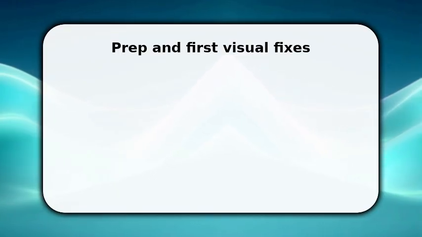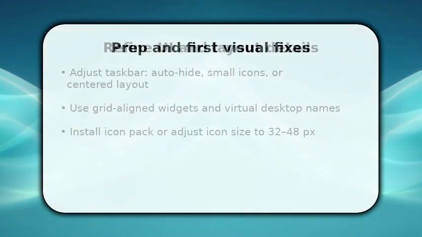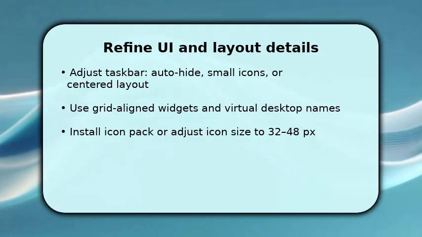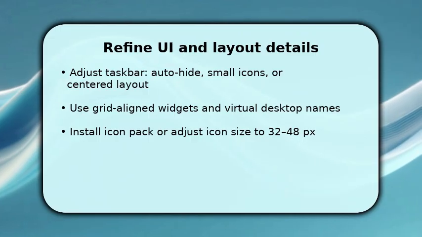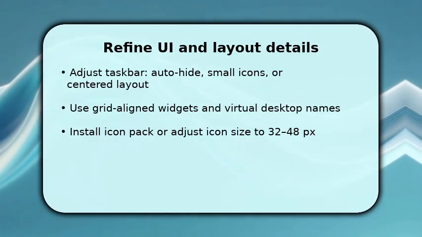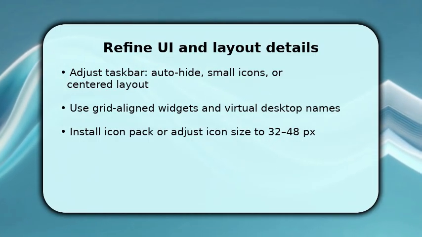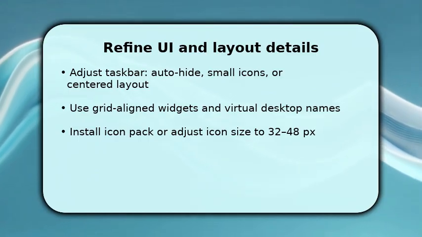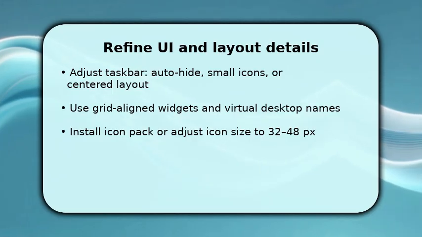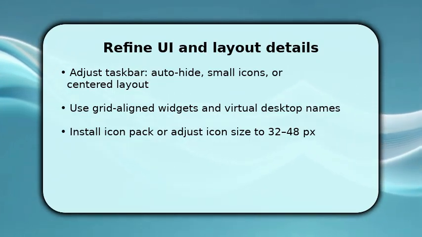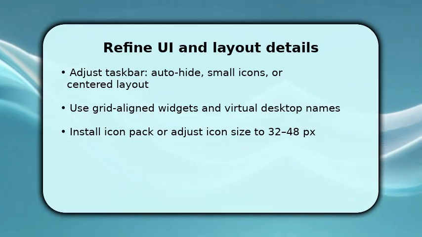Now you refine the user interface. Align your taskbar and decide whether auto-hide creates a minimalist feel or a centered layout balances focus. Next, organize virtual desktops with clear names and attach specific apps to each so context stays consistent. Once configured, tune icon sizes to 32-48px and apply a cohesive icon pack if desired. This unifies visual weight across apps.